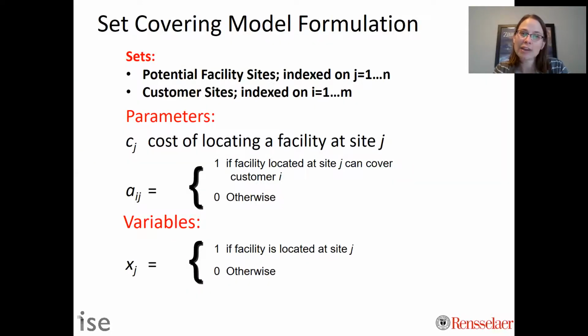So we have a set of potential facility sites and a set of customer sites. Sometimes these are the same set, sometimes these are different. So be aware if they're different or the same, keep that in mind.